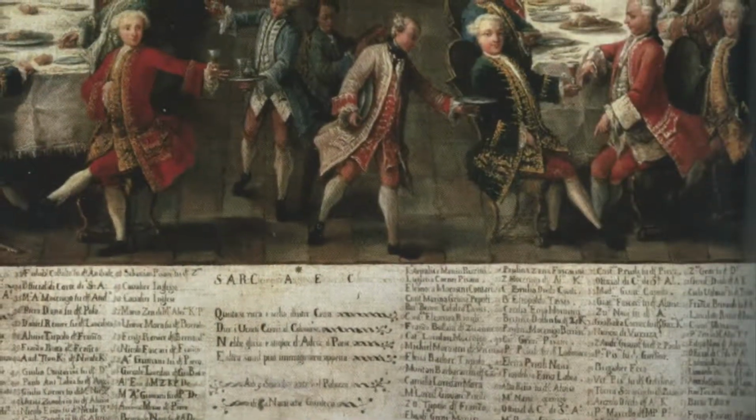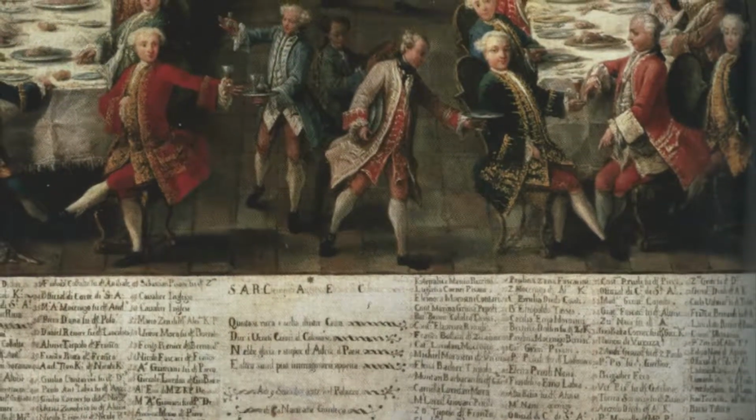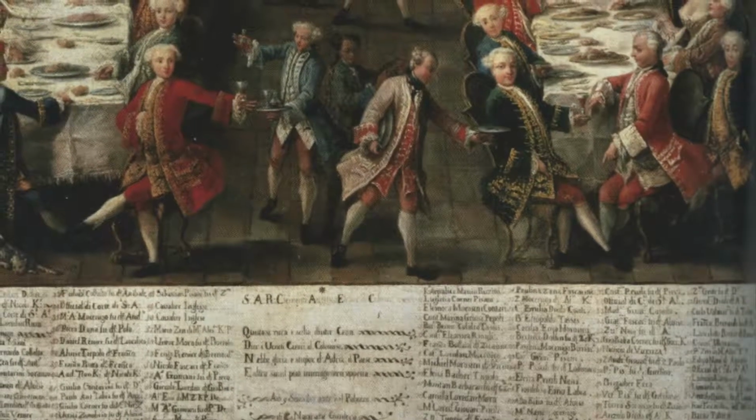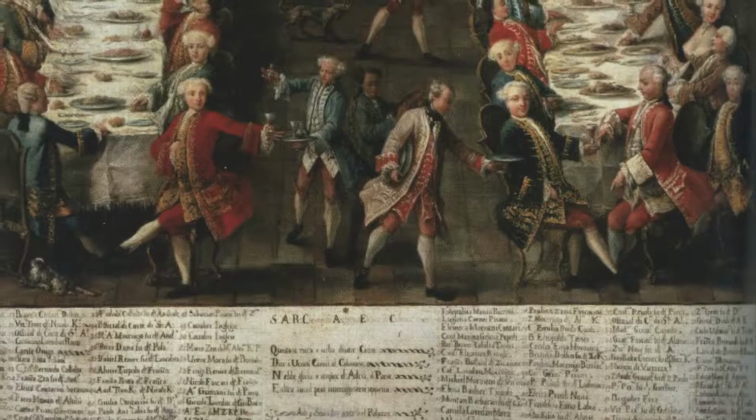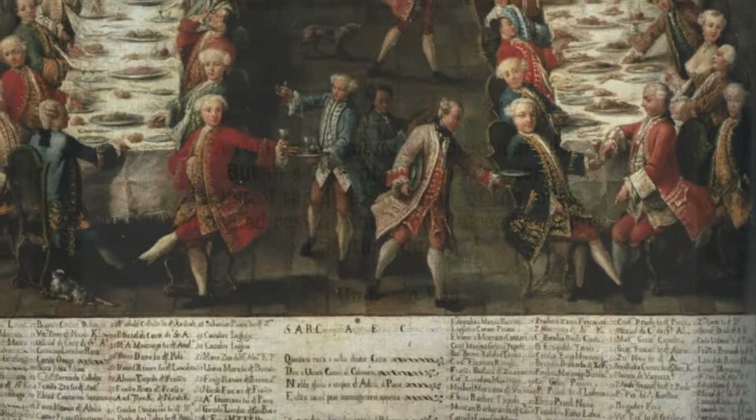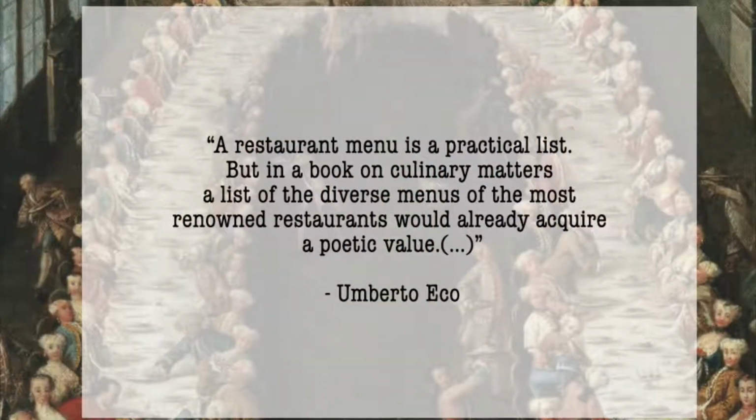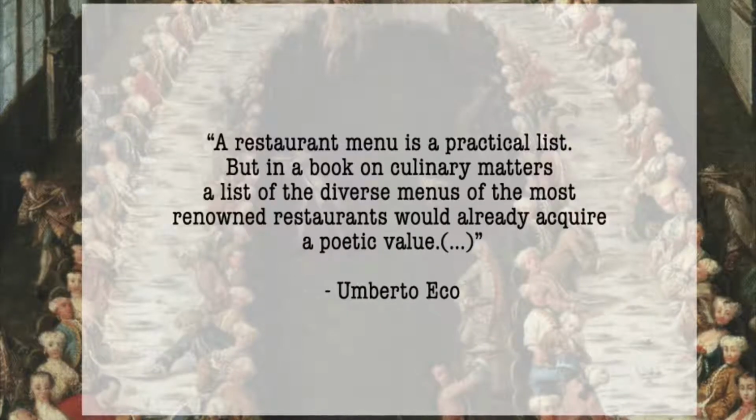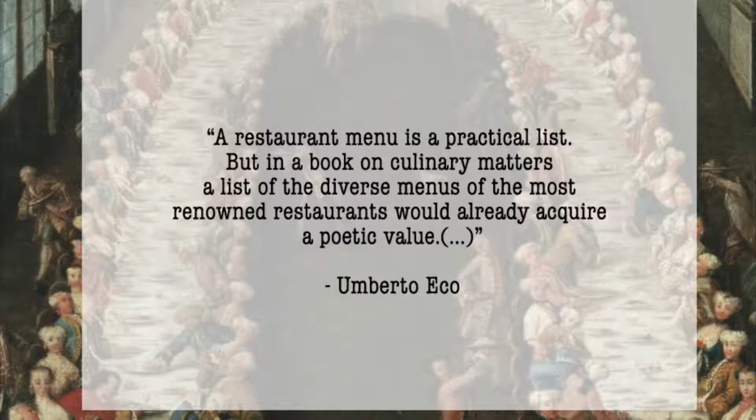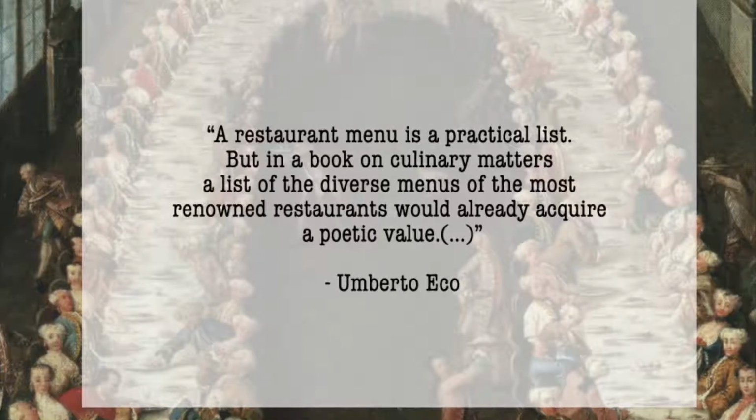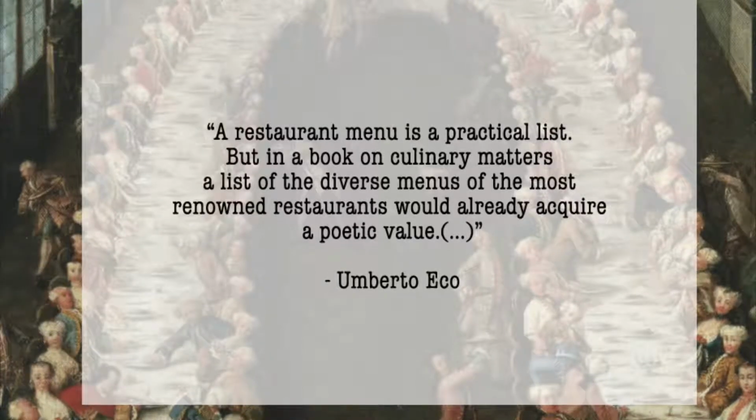I hope this presentation inspires you to look at a list from different perspectives. What distinguishes a poetic list from a practical list is only the intention with which we contemplate it. According to Umberto Eco, a restaurant menu is a practical list, but in a book on culinary matters, a list of the diverse menus of the most renowned restaurants would already acquire a poetic value.